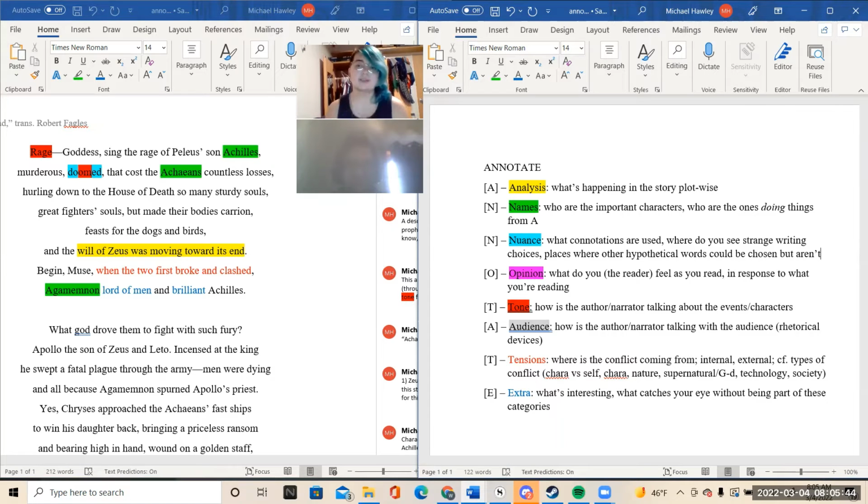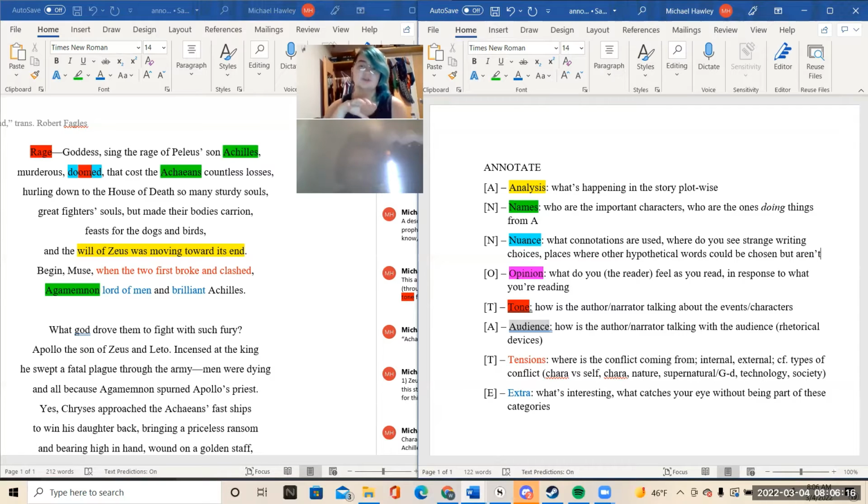Tone, how is the author or the narrator, if those are separate, which with the Iliad is hard to tell. How are they talking about the events? What words are they using, which is related to nuance, but it's also like, are they trying to condemn a character? Are they not condemning a character? What is their approach to what's going on? What is their framing?